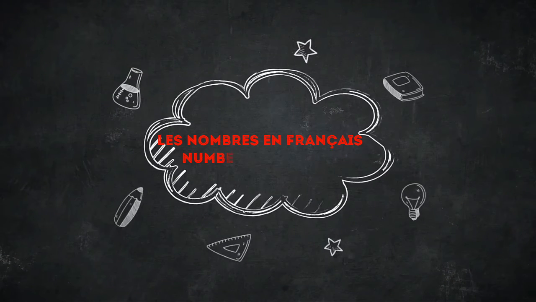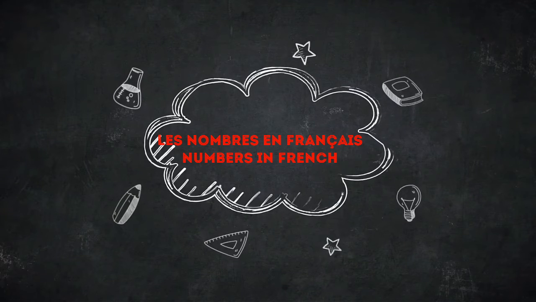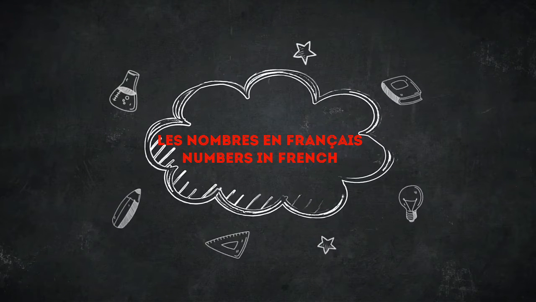Today we are going to see the third episode, Les nombres en français, numbers in French. The first one we see is zero. Zero means zero in English, and the figure 0. Then we also have un, that means one. Number one. Then we have deux, two. Deux.